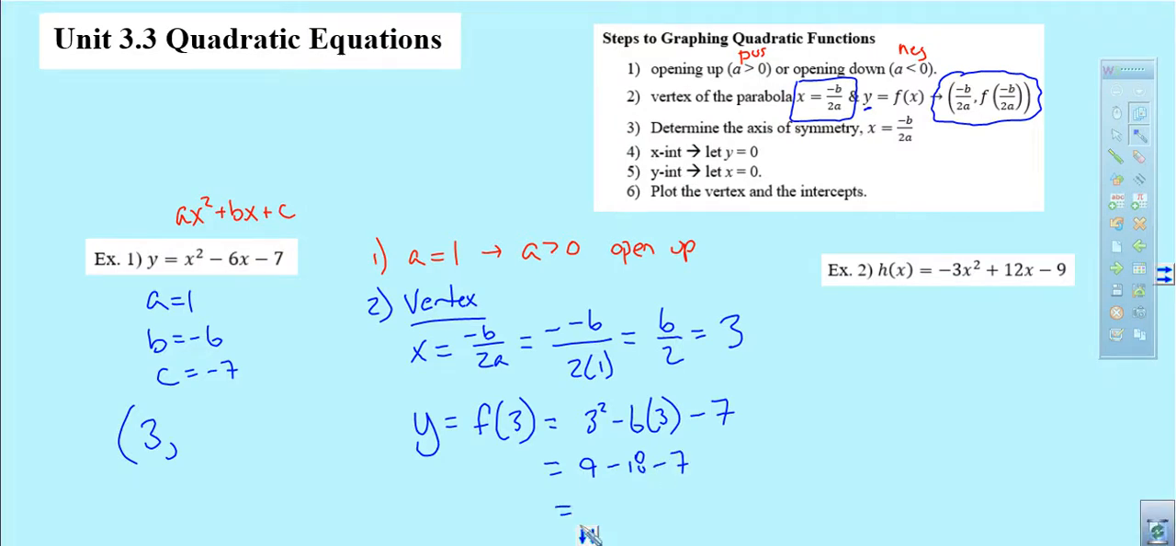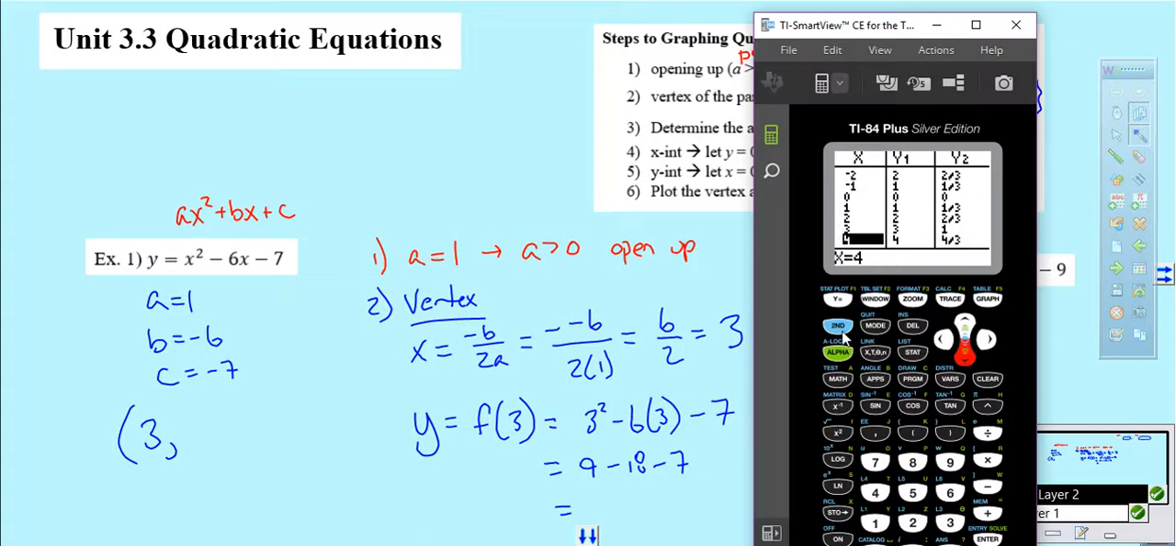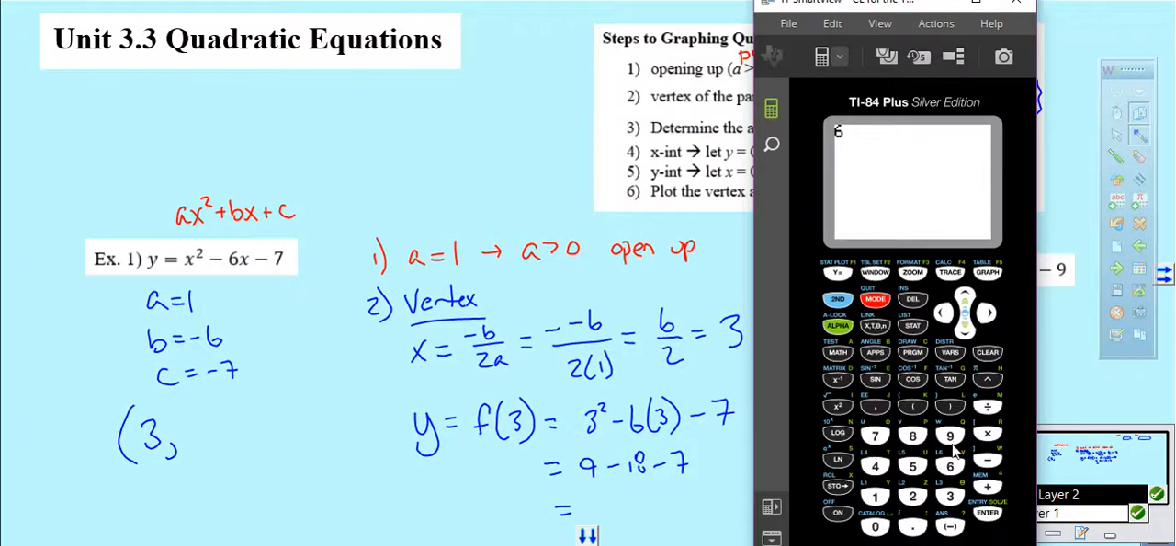And yes, I would have normally used a calculator, so let's just go from there so I don't make a mistake. Remember to go to your home screen, second, quit. So I've got 9 minus 18 minus 7. It's going to be equal to negative 16. So my y portion is negative 16. That means my vertex occurs at 3 comma negative 16. So now we have our vertex.